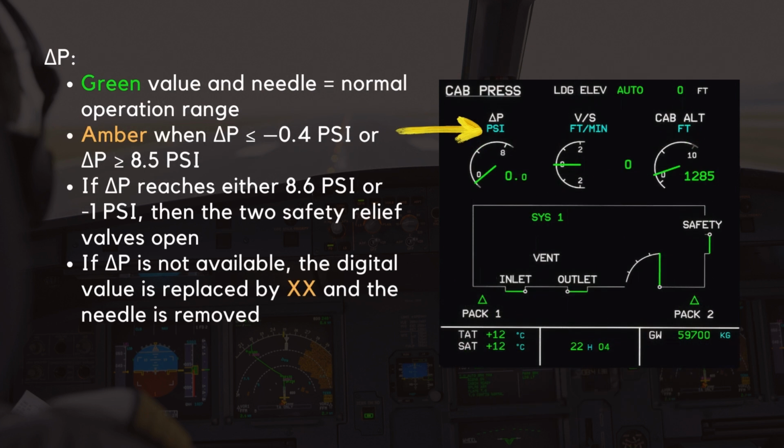Next is the cabin differential pressure indication, known as delta P. The needle and delta P digital value are normally green. This indicates the cabin differential pressure is within the normal operation range. They become amber when out of normal range. This is less than or equal to minus 0.4 psi or greater than or equal to 8.5 psi. If the delta P reaches either plus 8.6 psi or minus 1 psi, then the two safety relief valves open to prevent the differential cabin pressure from becoming too high or low. If delta P is not available, the digital value is replaced by two amber crosses and the needle is removed.